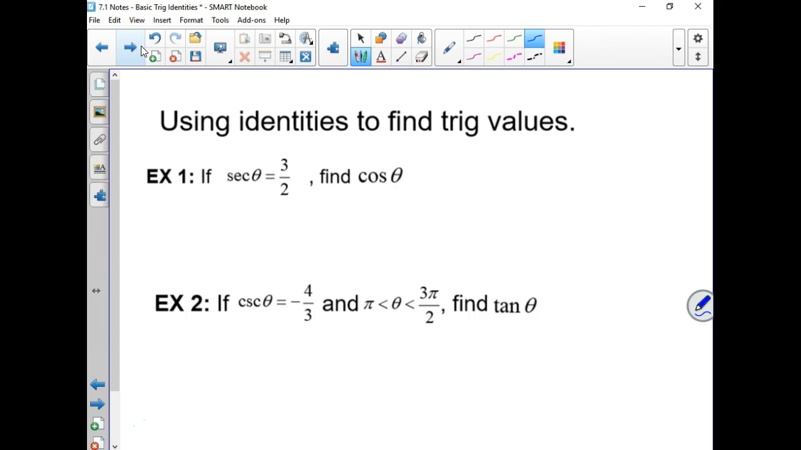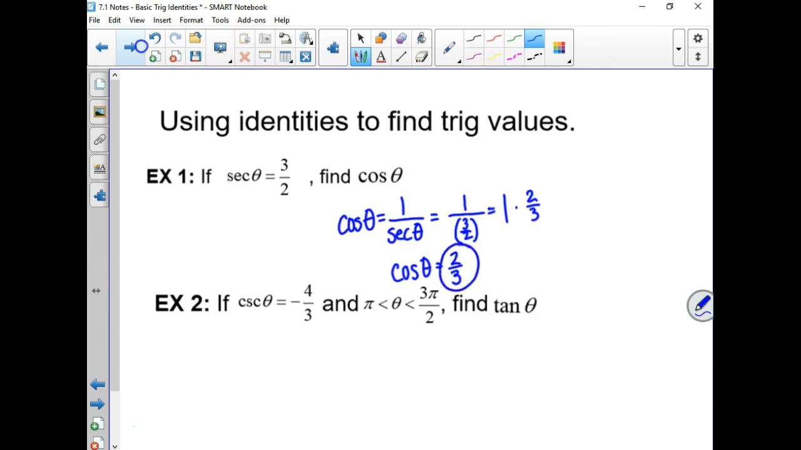So I know that cosine of theta equals 1 over secant of theta. And they tell me here that secant of theta is 3 halves. So if I want to know the value for cosine of theta, I just need to do 1 divided by 3 halves. And dividing fractions is easy as pie. We're going to flip the second and multiply, so we will get 2/3 for our answer here. Our cosine of theta equals 2/3.